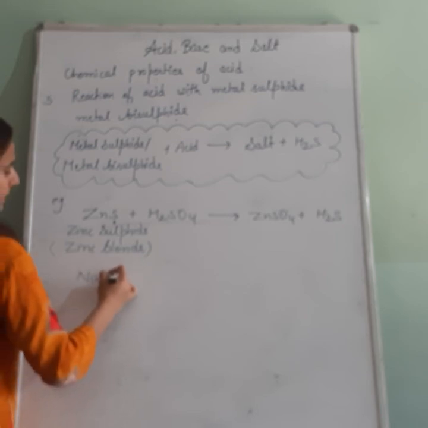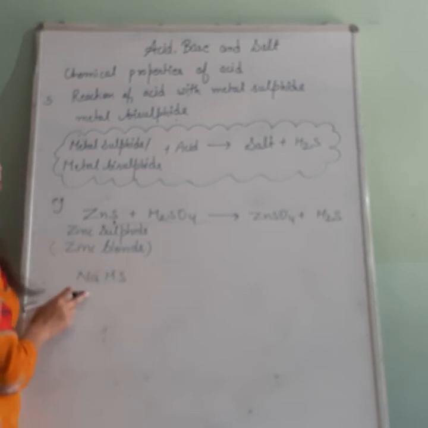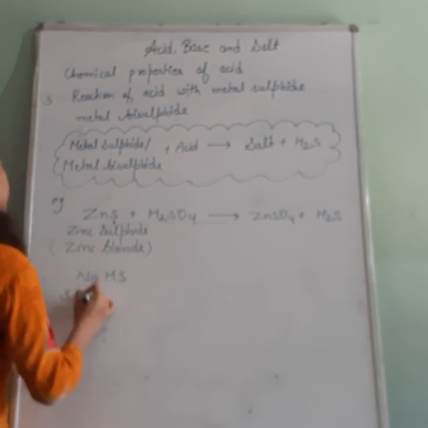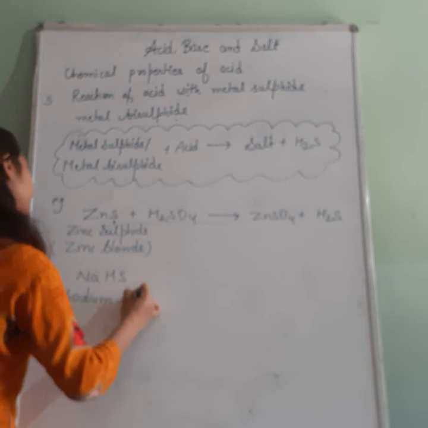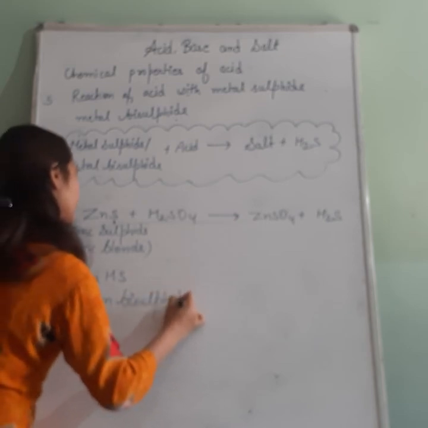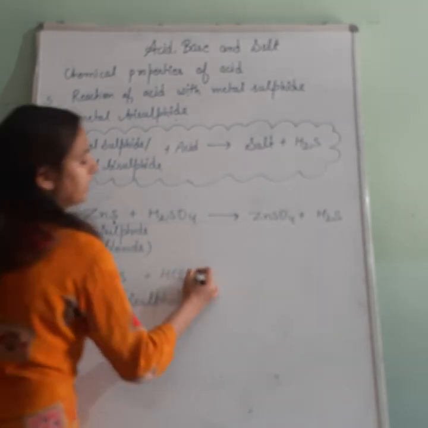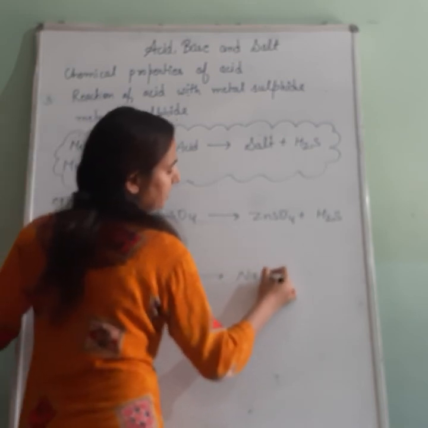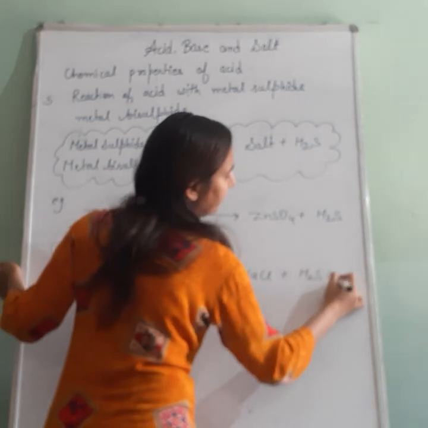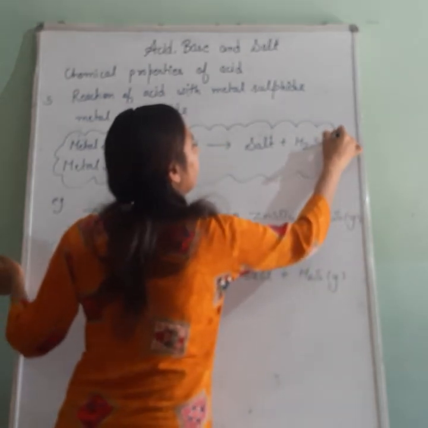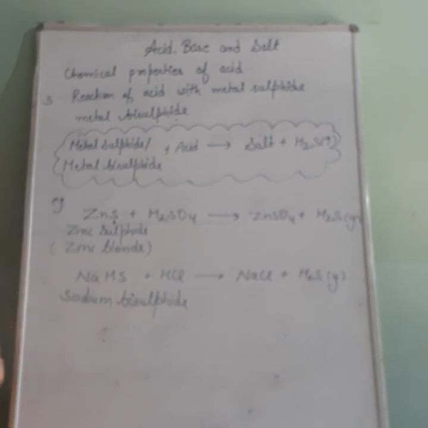Next one, sodium bisulfide or sodium hydrogen sulfide. This compound is sodium bisulfide, and we also call this one sodium hydrogen sulfide. When it reacts with acid, it gives us a salt and hydrogen sulfide gas. Clear? Note it down. Reaction of acid with metal sulfide and metal bisulfides.